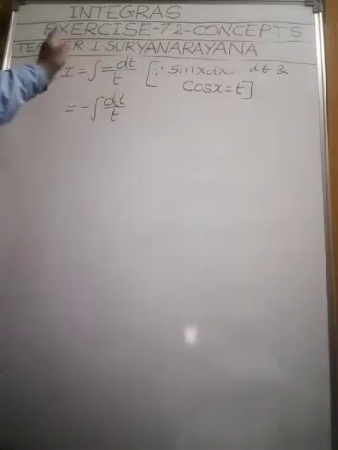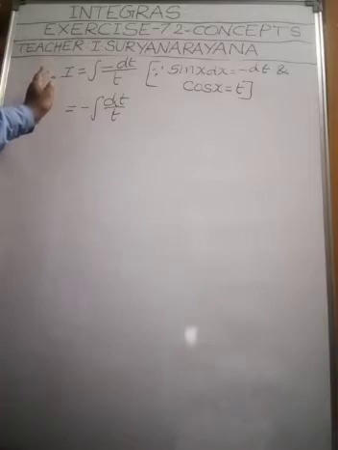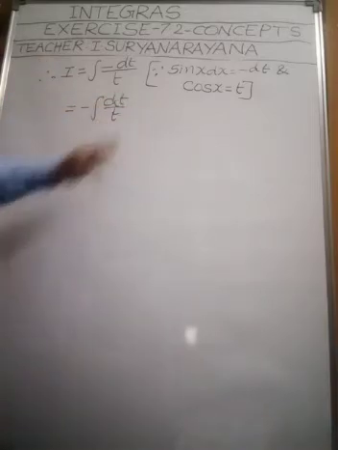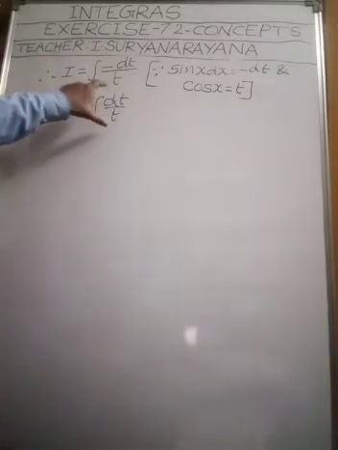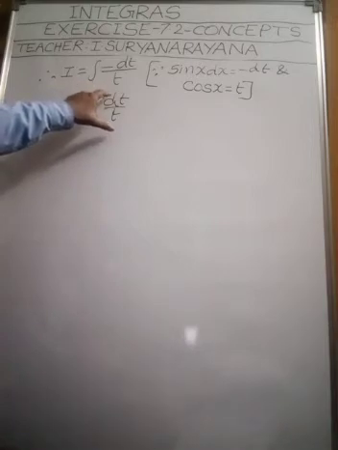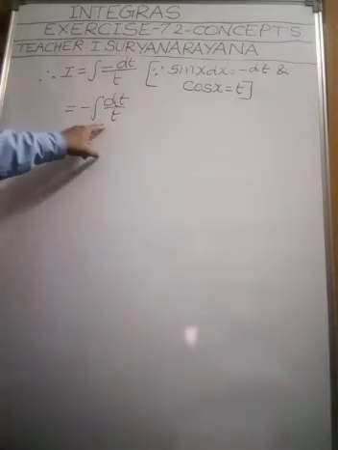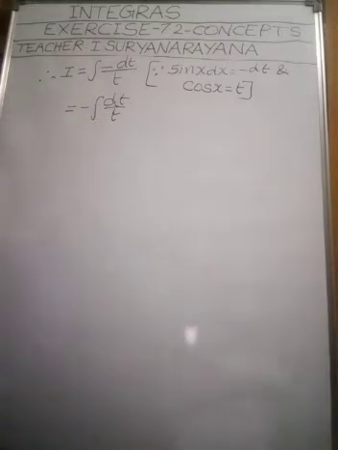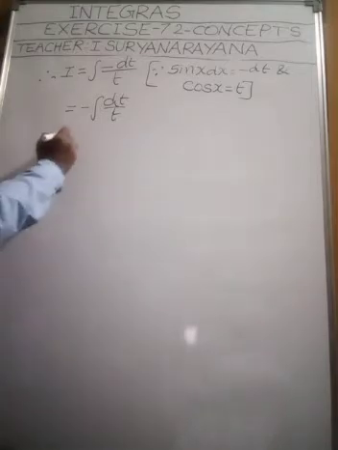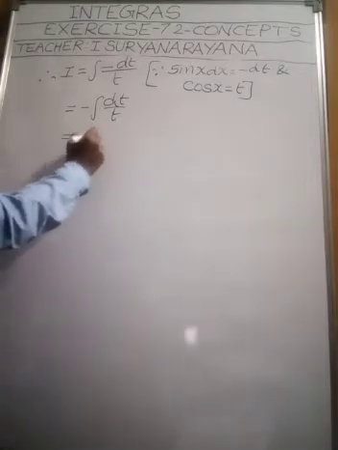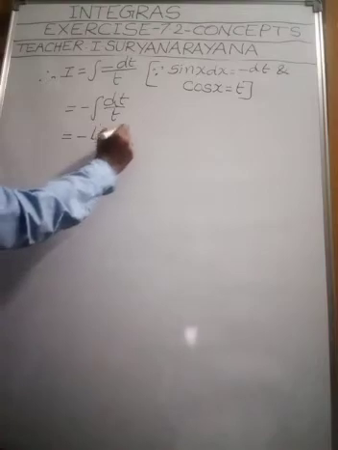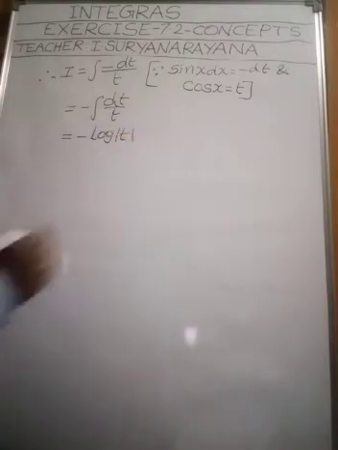Minus 1 is a numerical coefficient. We are writing a numerical coefficient before the integral sign. So minus integral dt by t. Now if we observe this integral, it is a standard form. What is the standard form? Integral dx by x. What is the formula? Log mod x. Isn't it, my children? Log mod t.